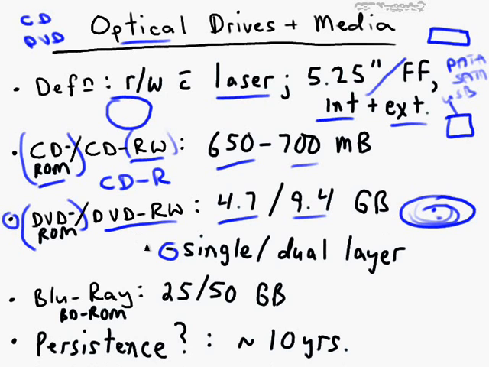The very latest technology in optical drives is the Blu-ray, also called BD-ROM for the ones that cannot be written to. Nowadays you can even buy, although they're very expensive, Blu-ray disc burners. The capacities just keep jumping up, don't they?